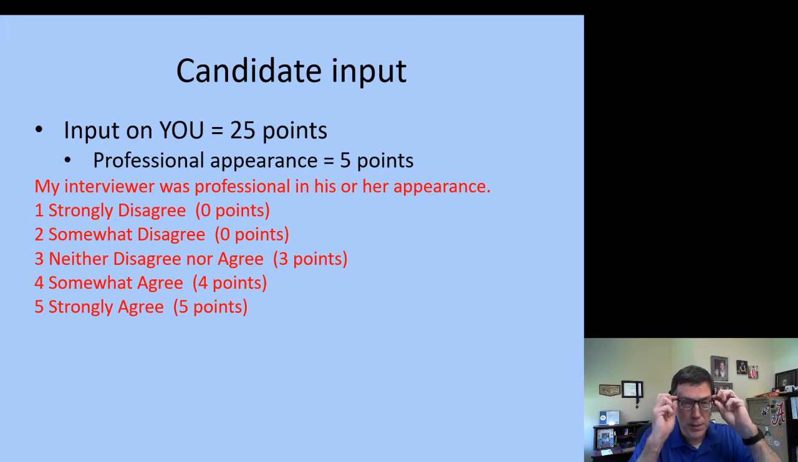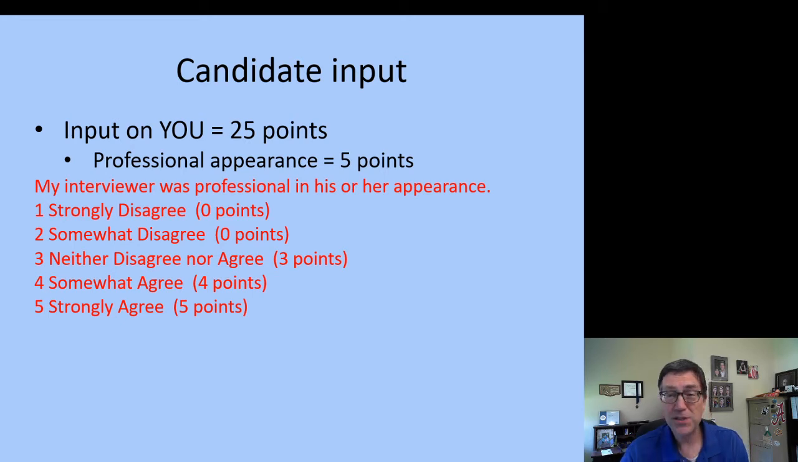The first question is the degree to which you agree or disagree with this statement. My interviewer was professional in his or her appearance. Strongly disagree, strongly agree. If they somewhat disagree or strongly disagree, sorry, you're not going to get any points. If they're kind of neutral, you'll get 3 points, but if they somewhat or strongly agree, you'll get almost all or all of the points.